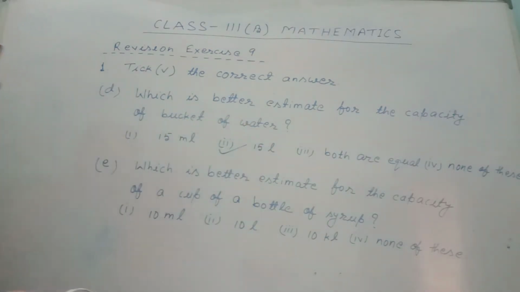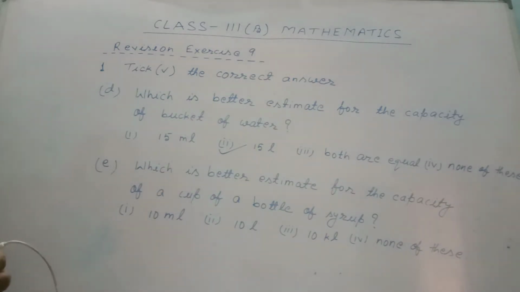You tick. Which is better estimate for the capacity of a cup of a bottle of syrup? Cup, from a bottle of syrup, syrup is measured in a cup in milliliter. And you have these 4 options. Option number 1 is 10 milliliter. Option number 2 is 10 liter. Option number 3 is 10 kiloliter. Option number 4 is none of these.